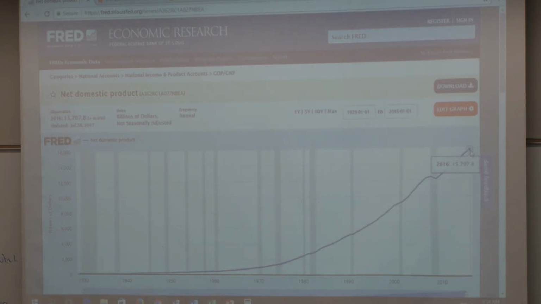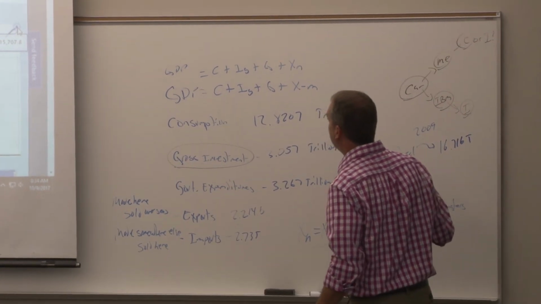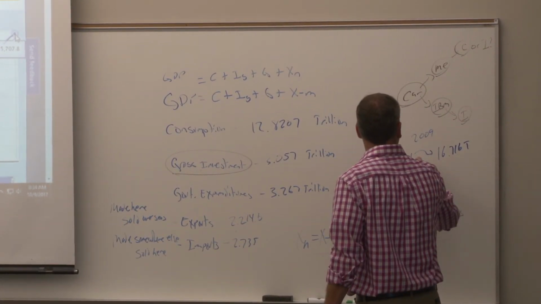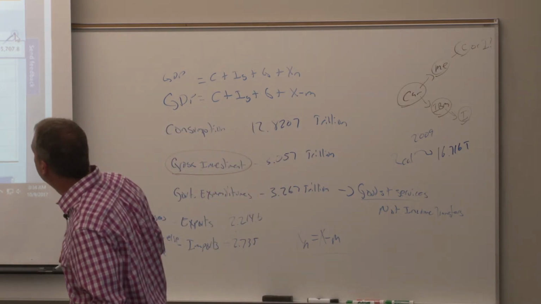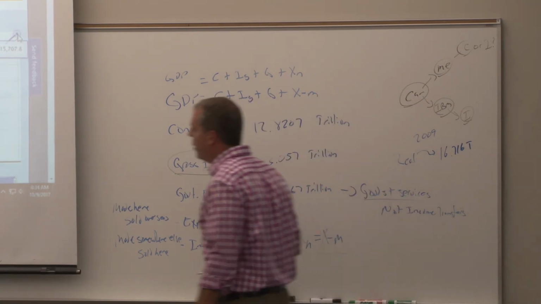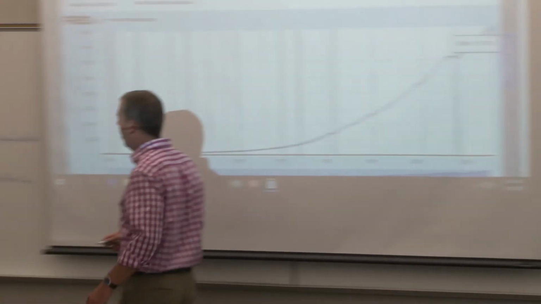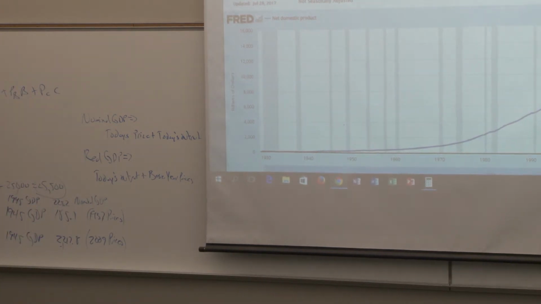Remember, we had real GDP here at 18 trillion-ish dollars. Are these real dollars or are these nominal? These are billions of dollars, not seasonally adjusted, annually. So we've got something here called net domestic product. Let's just write some of these numbers down. So we've got our net domestic product here at 15.707 trillion.